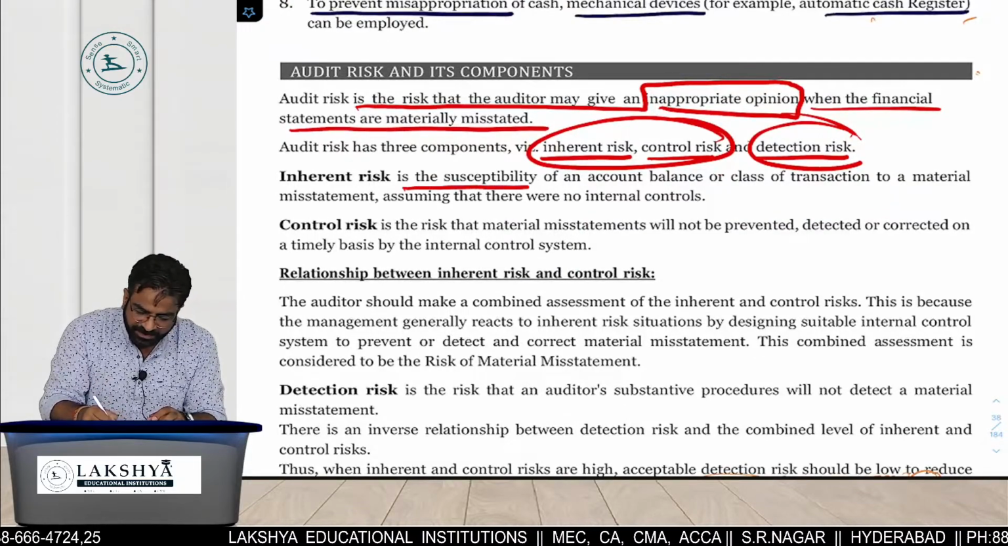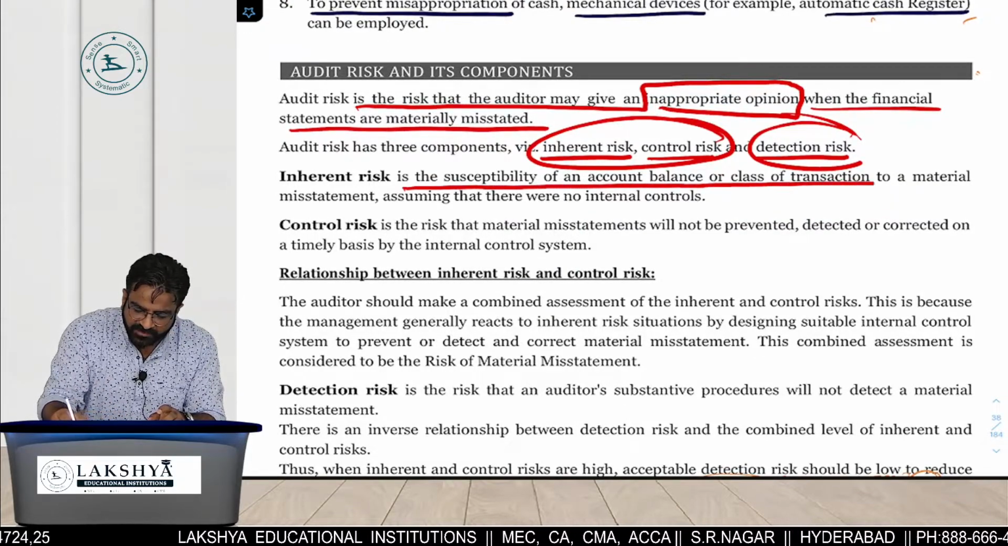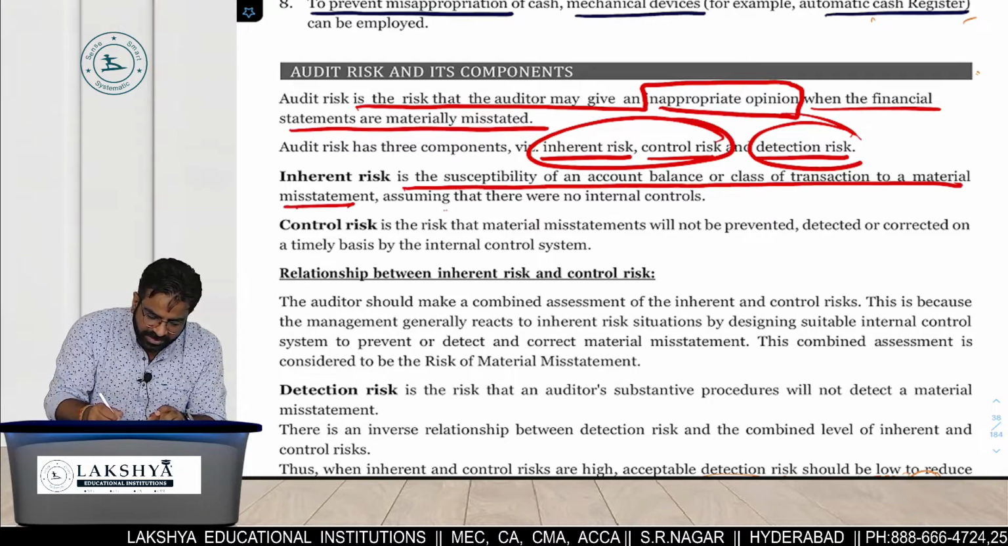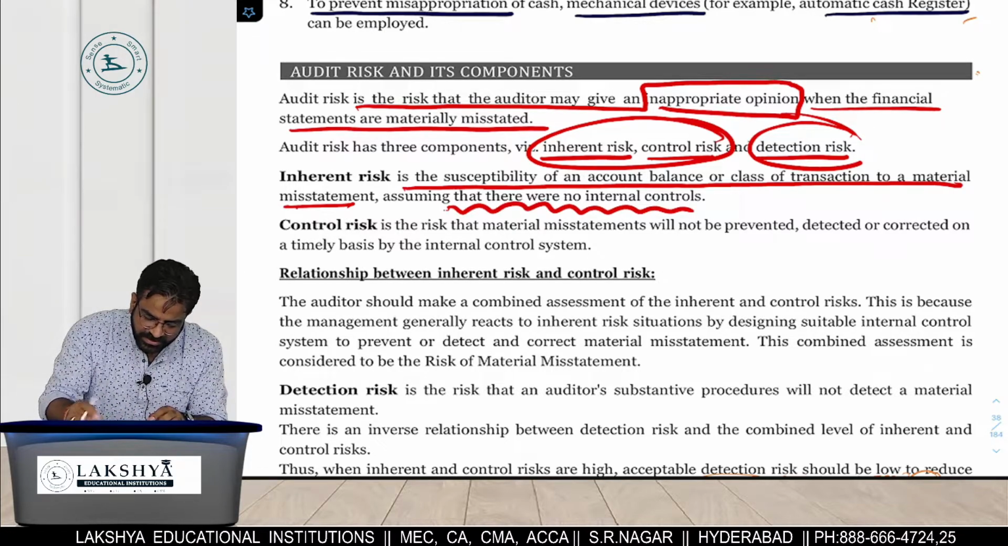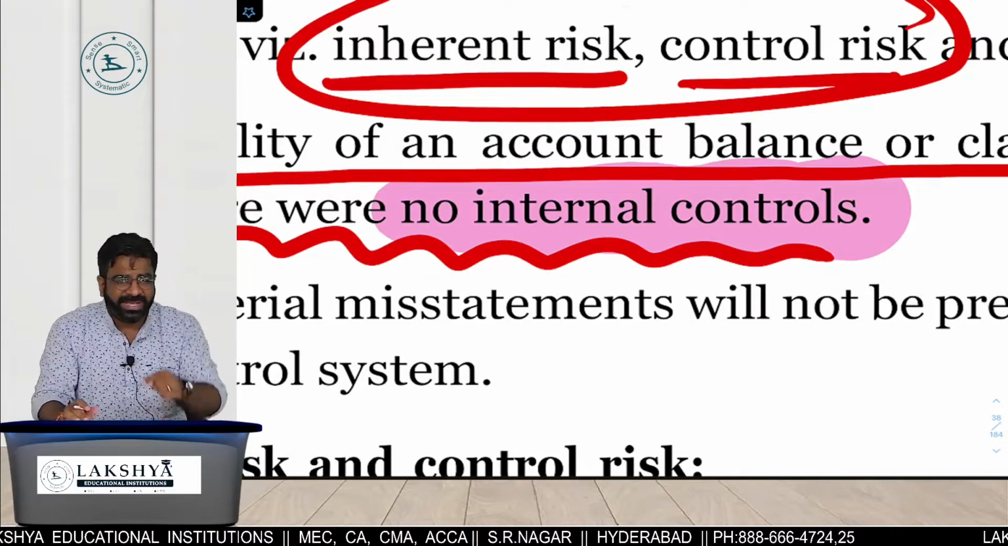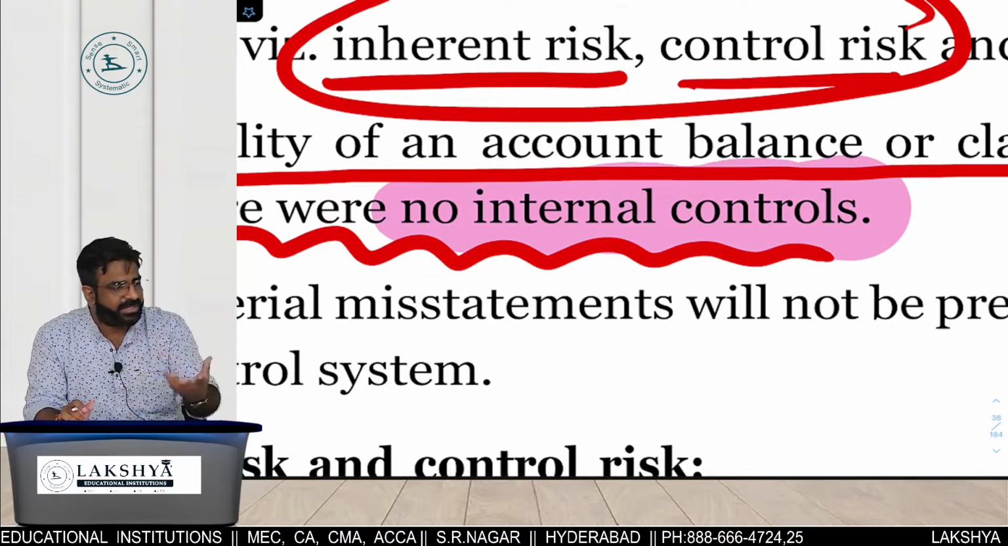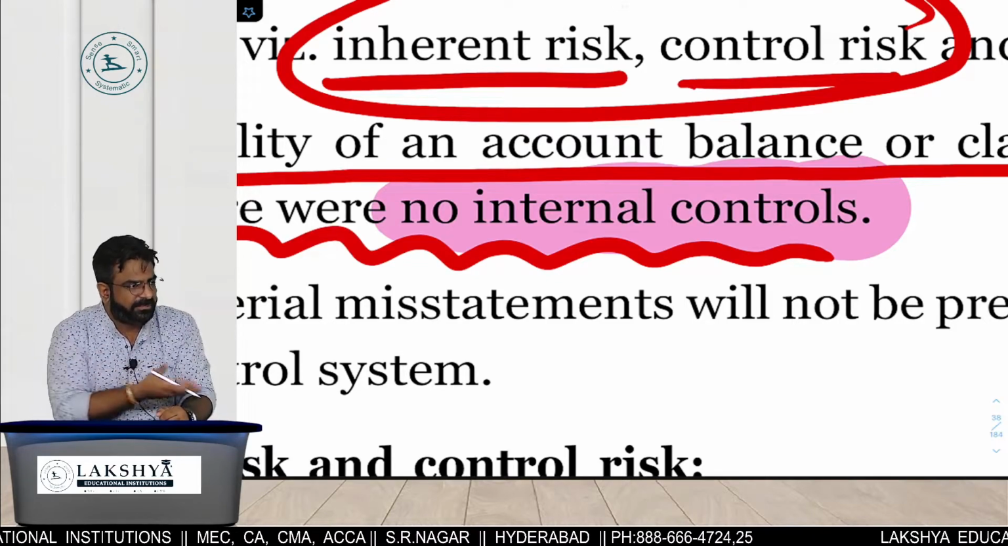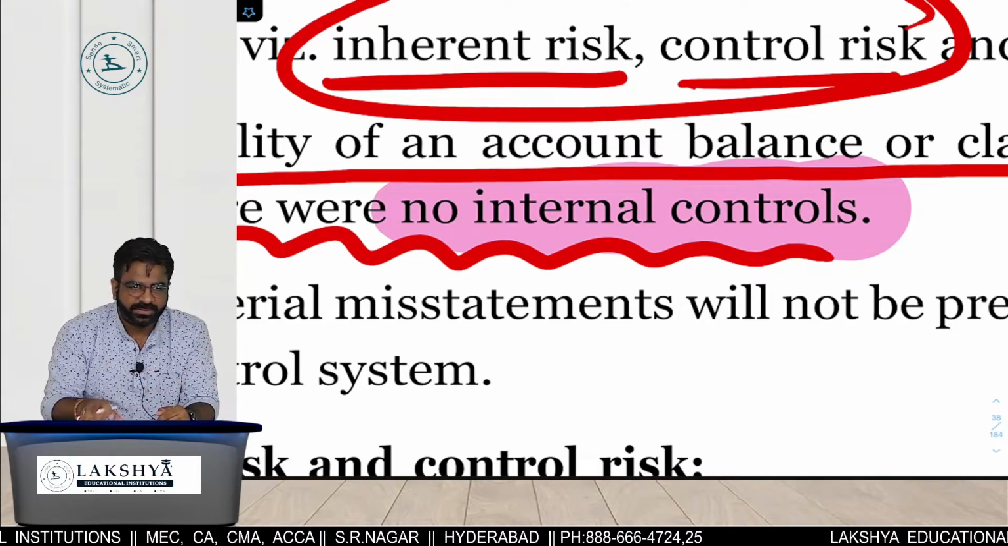It is the susceptibility of an account balance or class of transaction to a material misstatement as there is, ये क्या लिखा हुआ है, as there is what, no internal controls. But अगर मैं यहां पे लिख देता हूं as there is poor internal controls, it will become the definition of what, control risk. Are you getting the point?